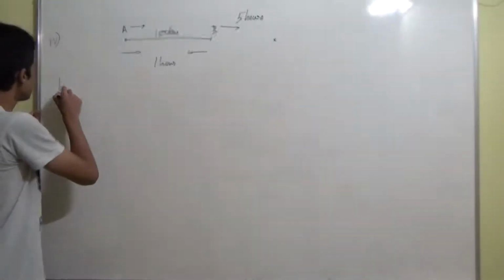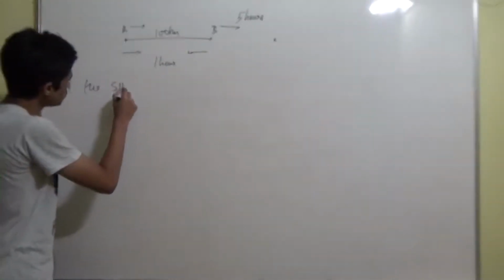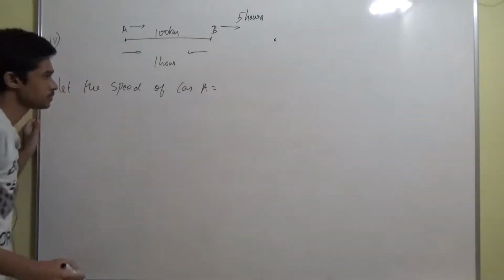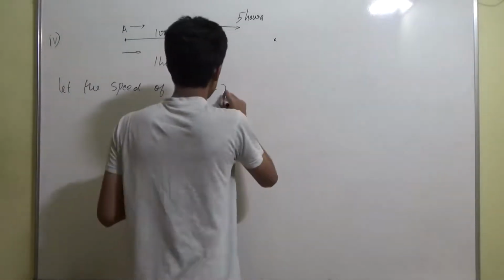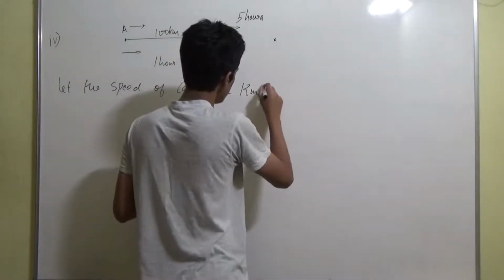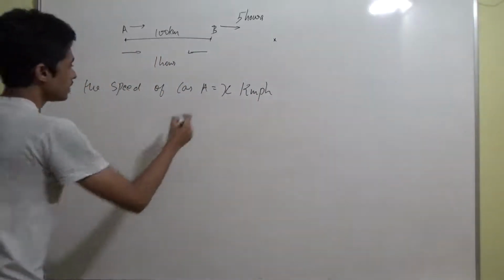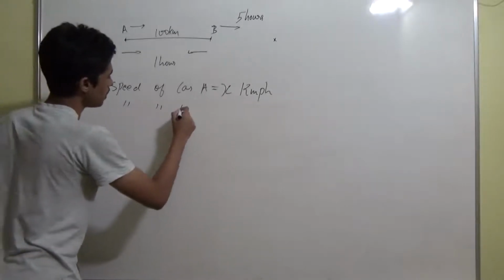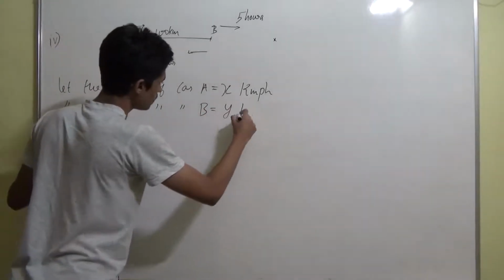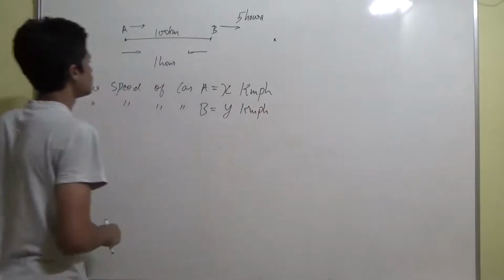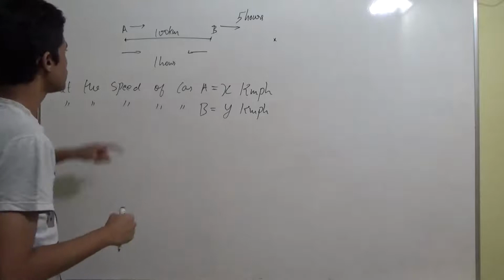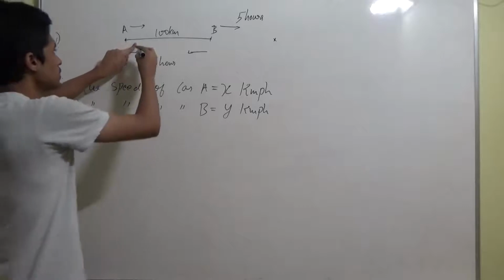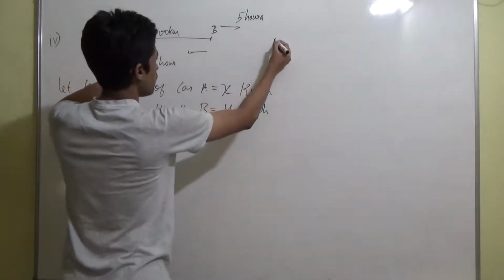Let the speed of car A be equal to x kilometers per hour. Done. And then let the speed of car B be equal to y kilometers per hour. Done. Now let's start formulating it. They are saying it will become like, okay guys, for example, suppose both A and B are meeting at this point after 5 hours.